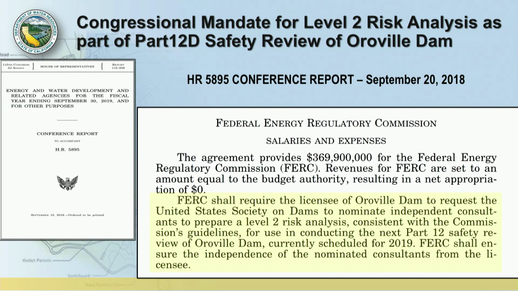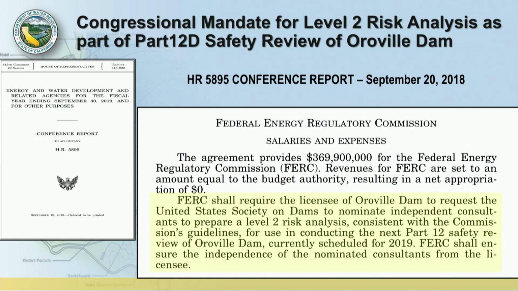Now, last fall, in September 2018, the U.S. Congress had a conference report, and this language was part of that. And this highlighted language in yellow basically says, FERC shall require the licensee of Oroville Dam, that'd be the Department of Water Resources, to request the United States Society on Dams to nominate independent consultants to prepare a Level 2 risk analysis consistent with Commission's guidelines for use in conducting the next Part 12 safety review of Oroville Dam, currently scheduled for 2019. FERC shall ensure the independence of the nominated consultants from the licensee.